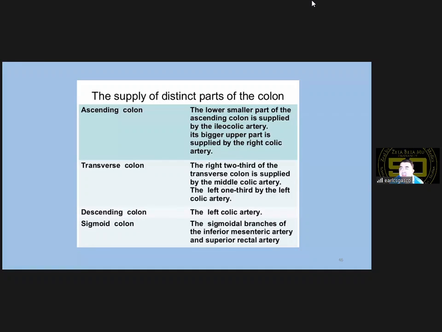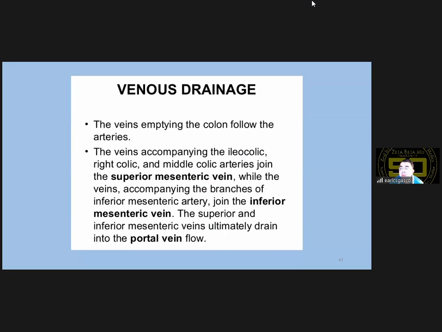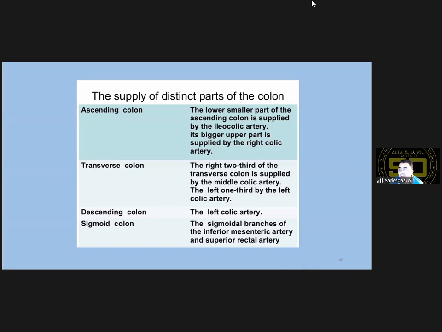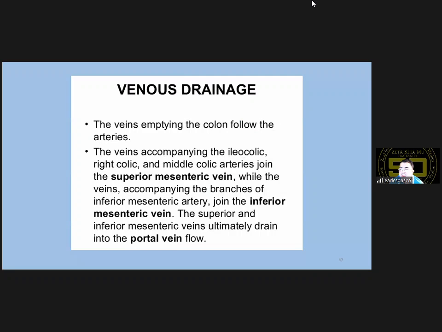Venous drainage: the veins emptying the colon follow the arteries. So from the right colic artery, we have the right colic vein. The veins accompanying the ileocolic, the right colic, and the middle colic arteries actually join the superior mesenteric vein, while the veins accompanying the branches of the inferior mesenteric artery join the inferior mesenteric vein. Ultimately, these two veins drain into the portal venous flow.